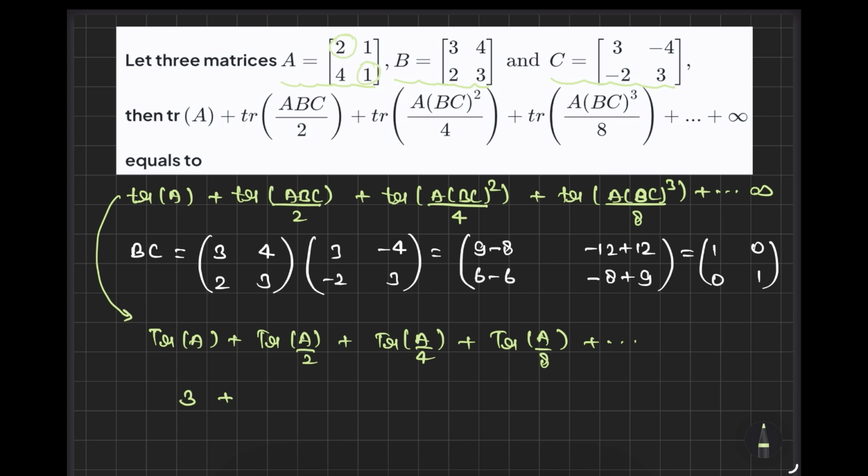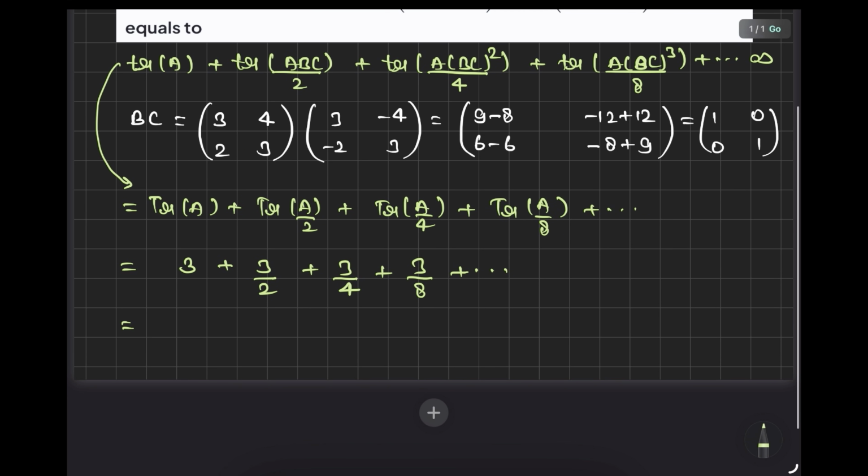So can I write 3, 3 by 2, 3 by 4, 3 by 8, and this thing is going till infinity. Now if you will observe, these numbers are in GP of infinite terms. So can I apply that formula? Sum of infinite terms in GP is what? A by 1 minus R. So who is A? A is the first term. 1 minus R, R is the common ratio. What is the common ratio? 1 by 2. So it is 3 by 1 minus 1 by 2. So it will become 6.